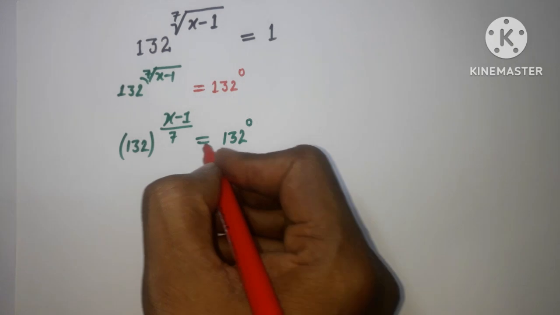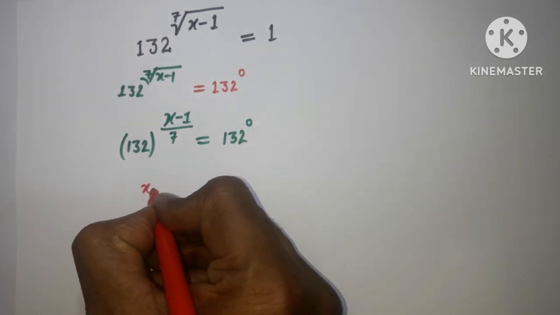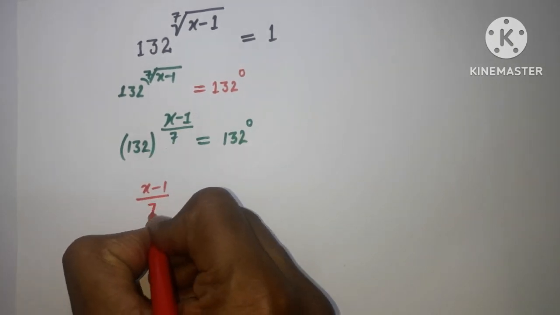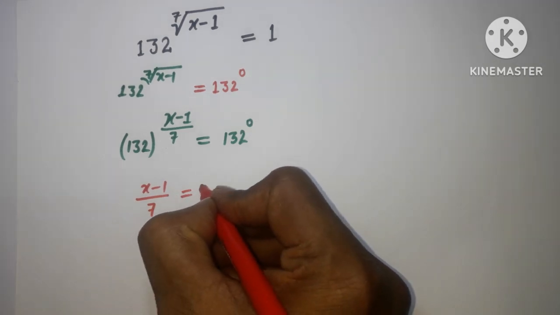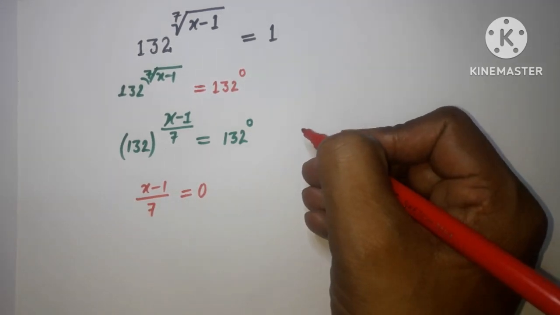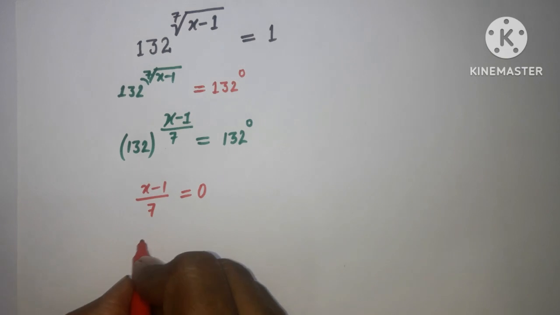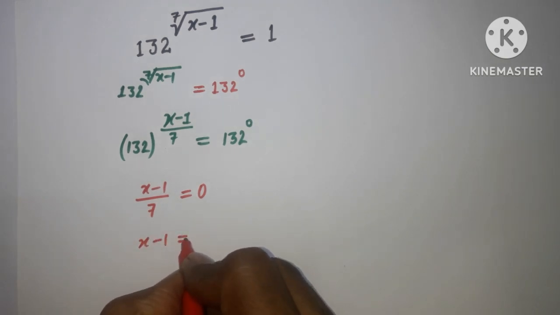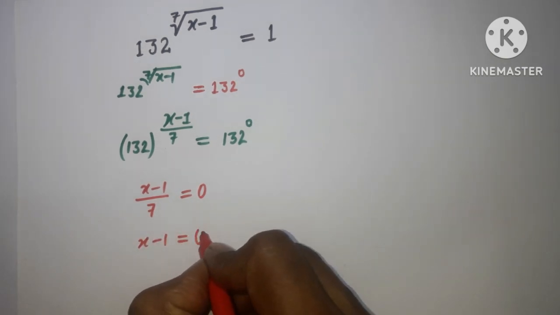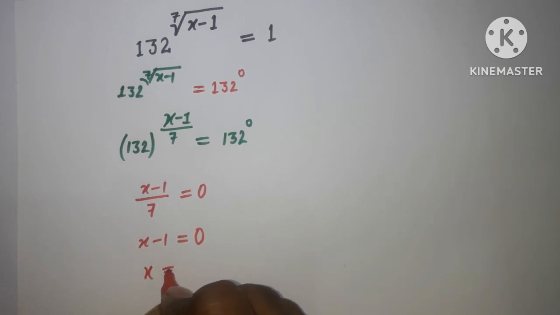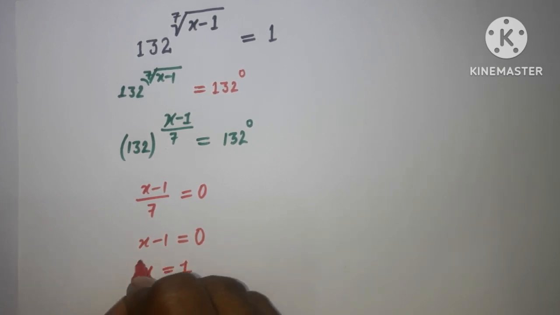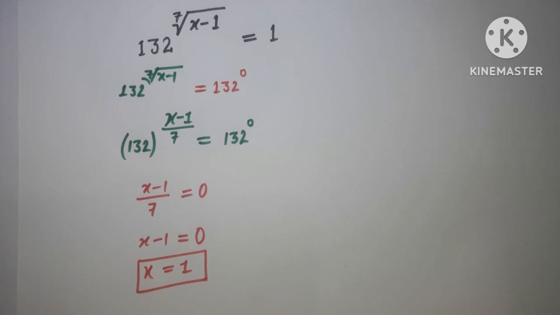Now one thing is that here the bases are the same, so obviously their powers will be equal. So (x minus 1) divided by 7 is equal to 0. And here after doing cross multiplication, 0 into 7 is 0. So x is equal to 1. And this is our solution for this question.